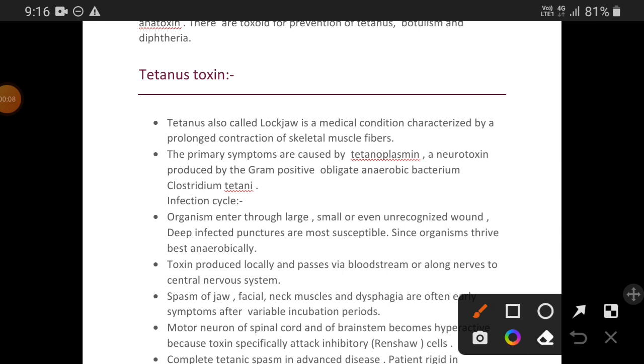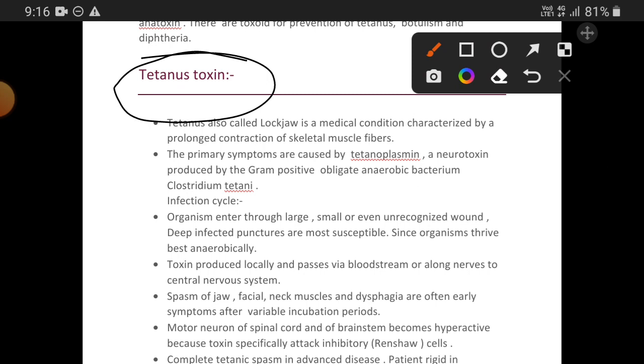So in this video tutorial we are going to discuss another mode of action lecture video, that is tetanus toxin. Here we are going to discuss the mode of action of tetanus toxin. Tetanus disease, also called lockjaw, is a medical condition characterized by prolonged contraction of muscle fibers. It is caused by tetanospasmin.